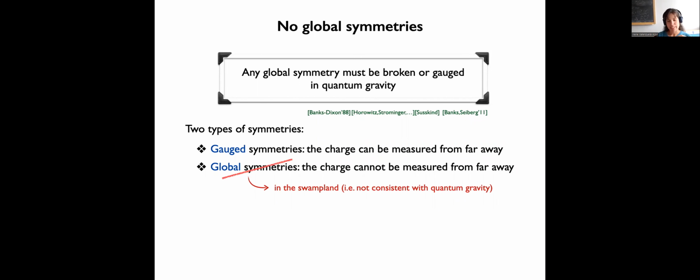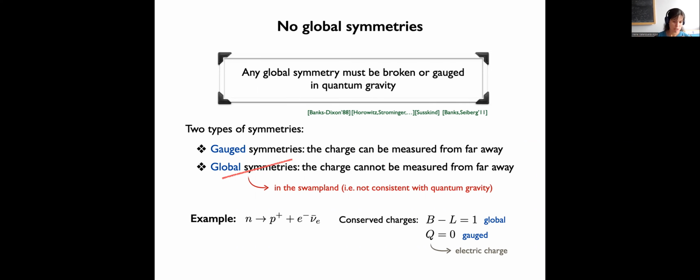And the idea is that the second case, in which you cannot measure this charge, is what should not be allowed in quantum gravity. So we'll see it goes a bit along the lines of having some sort of holographic perspective of the world. Okay, like you should be able to carry information to the boundaries.